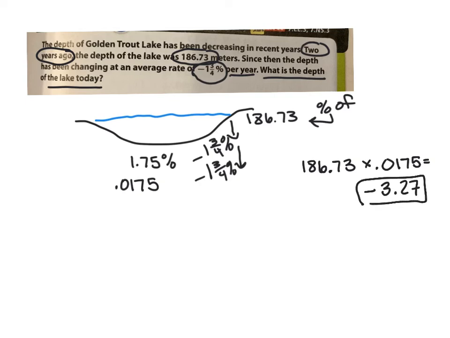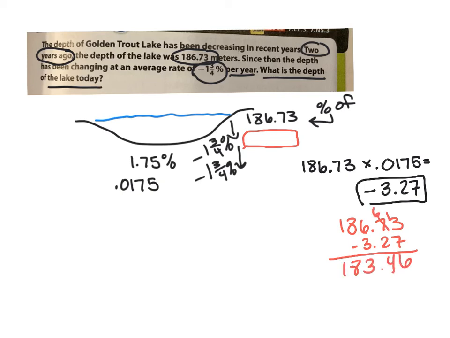So let's go ahead and find out what that landed us at right here for the first year. So we'll do 186.73 minus the amount it lost. And that gave me 183.46. From there, the next year, it lost another 1 3/4% or 0.0175 amount. It's not the same calculation as this one, though, is it? Because it's that much, 1.75% of this amount this time.